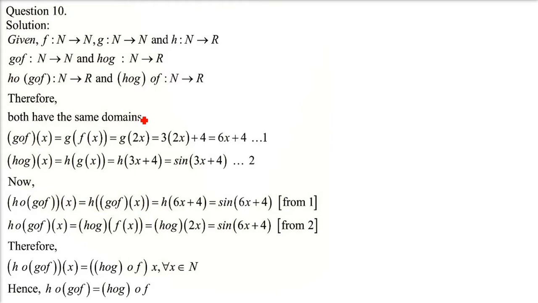10th question here. So consider f, g and h defined by f(x), g(y) and h(z). So show that, again associativity here we have to prove. So this is exactly similar to the previous question we have done.